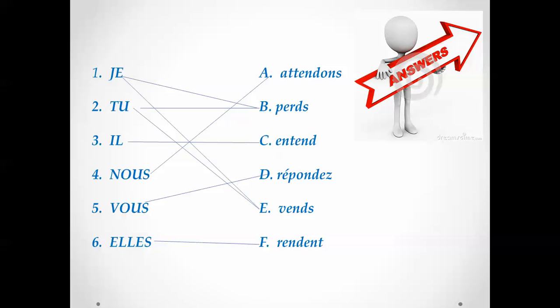Okay, here we go. Je and tu can be perdre or vendre, B or E. Il is C, entendre. For nous attendons, vous répondez, and elles rendent. Okay.